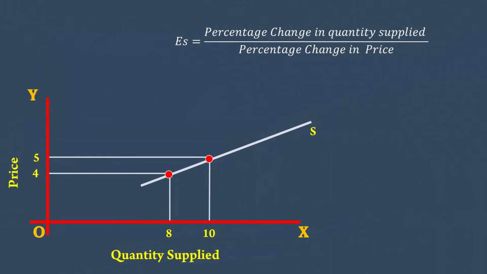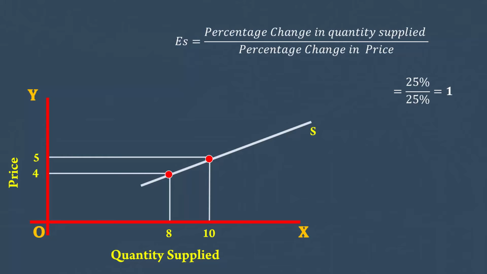Plug in these values in the formula. 25% over 25%. Elasticity value is 1. If elasticity value is 1, it is a case of unitary elastic supply.